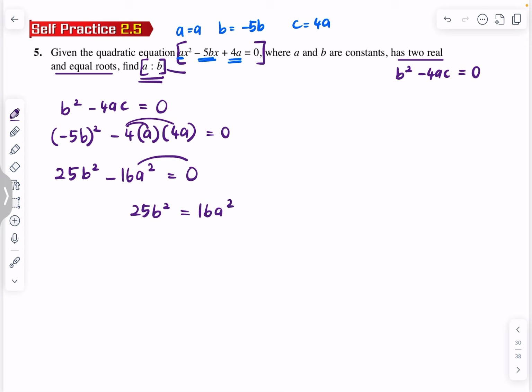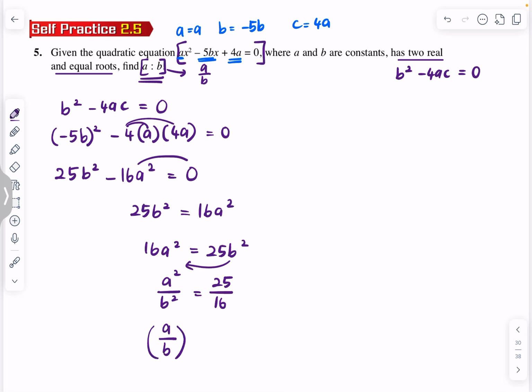So to find the ratio of a to b, we find what is a over b. So 16a square is 25b square. We make a the subject, or we can make a over b the subject. So a square over b square, we bring it here, it will become 25 over 16. Okay, so I brought the b this side, becomes divide, and then the 16 bring here, it will become divide. So this can be simplified to a over b squared.